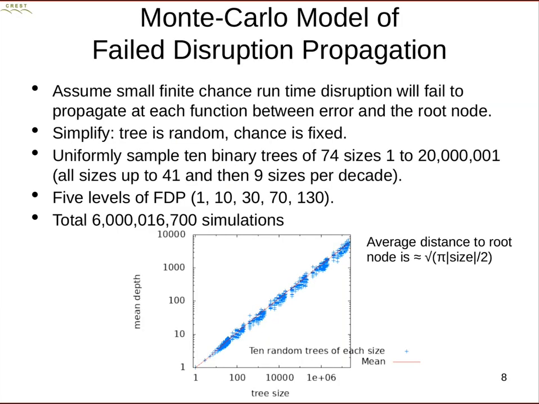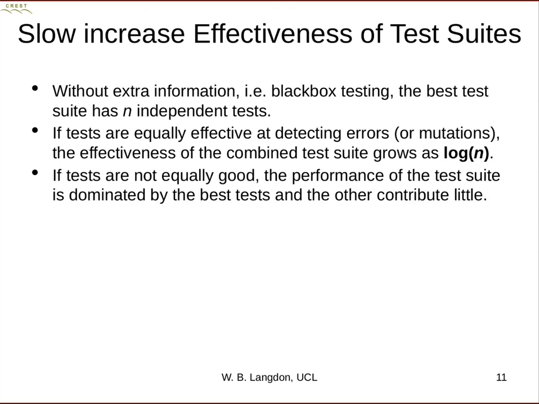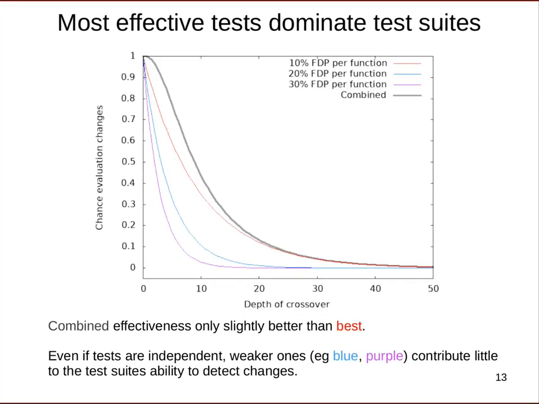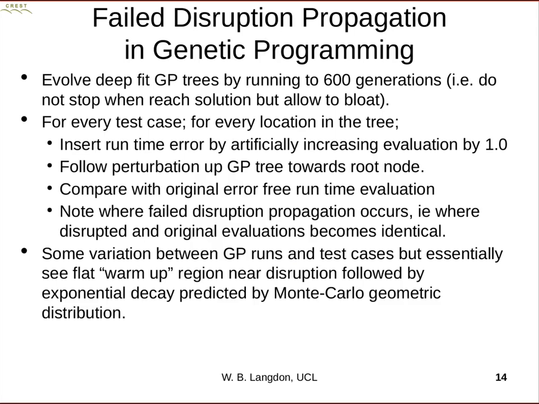As I said, I'm going to skip past the Monte Carlo simulations and move on past the argument about log n test effectiveness. Essentially, in the second part of the experiments, we evolve our GP and allow it to run past the point where it finds solutions, so that we get large GP trees, and in particular deep GP trees. And then from each of those trees, we artificially insert an error.